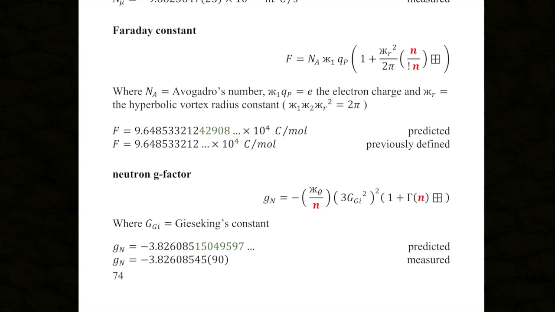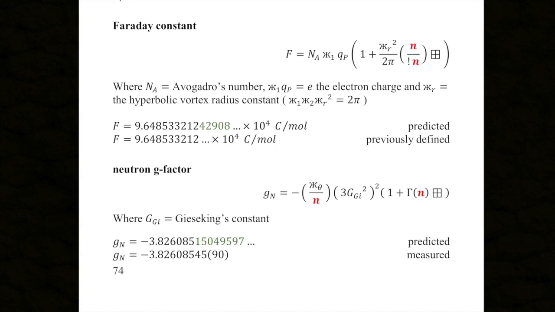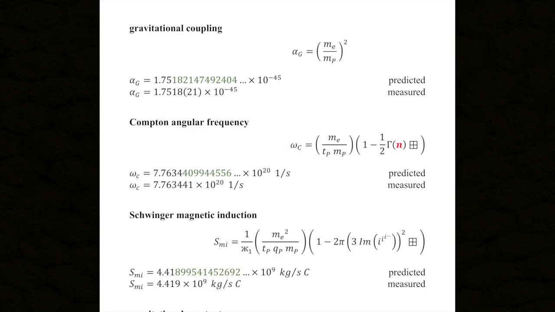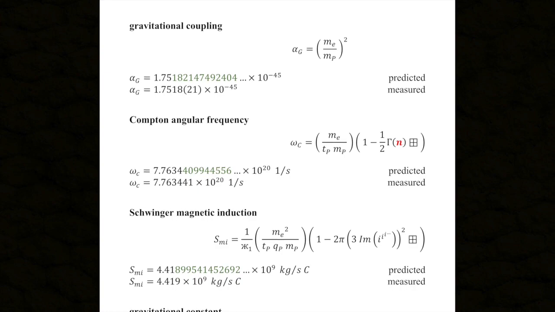The neutron G factor isn't too shabby itself. It's just the gamma function as its terminal action. And gravitational coupling is the ratio between the mass of the electron and the Planck mass, squared. So take the ratio, square the ratio, that's the gravitational coupling constant. It's a dimensionless constant also. Okay. Compton angular frequency has a primary action of 1, it's unitary, and its terminal action is 1/2 gamma n.